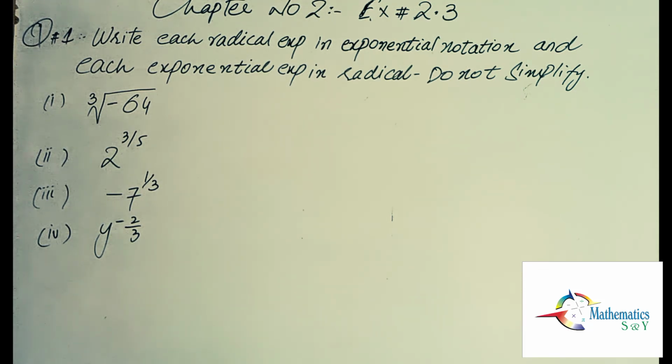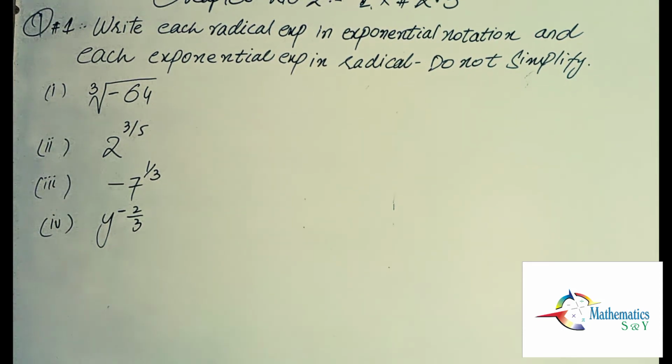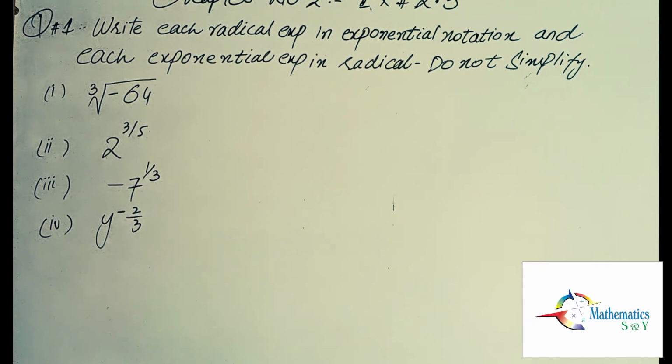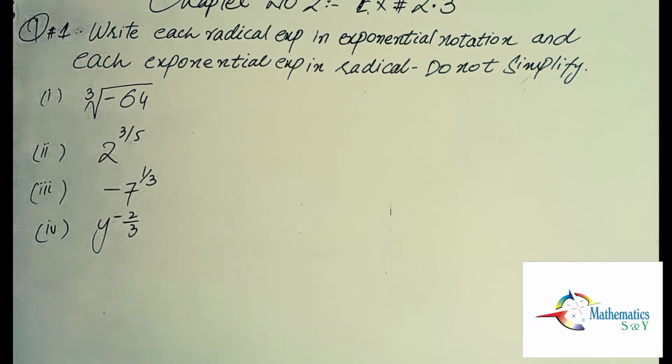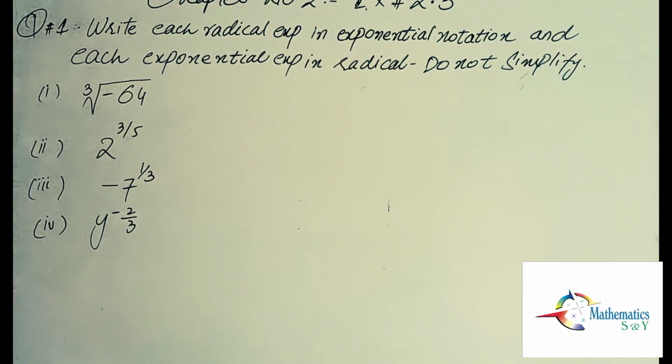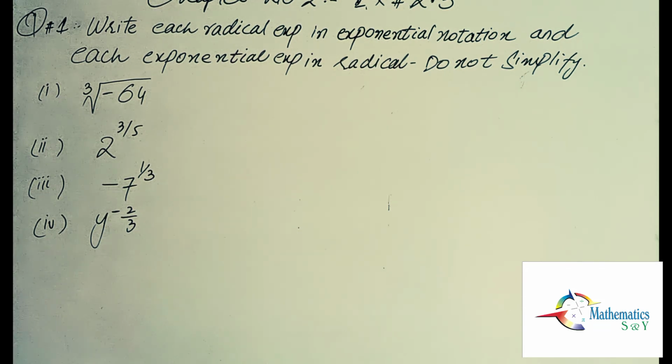So we will learn here how to convert the radical expression into exponential and exponential into radical. In the same way, we will learn how to simplify these radical expressions. But here in question number 1 of exercise 2.3, we are going to do question 1: write each radical expression in exponential form and each exponential expression in radical notation or form. Notation means here the form.